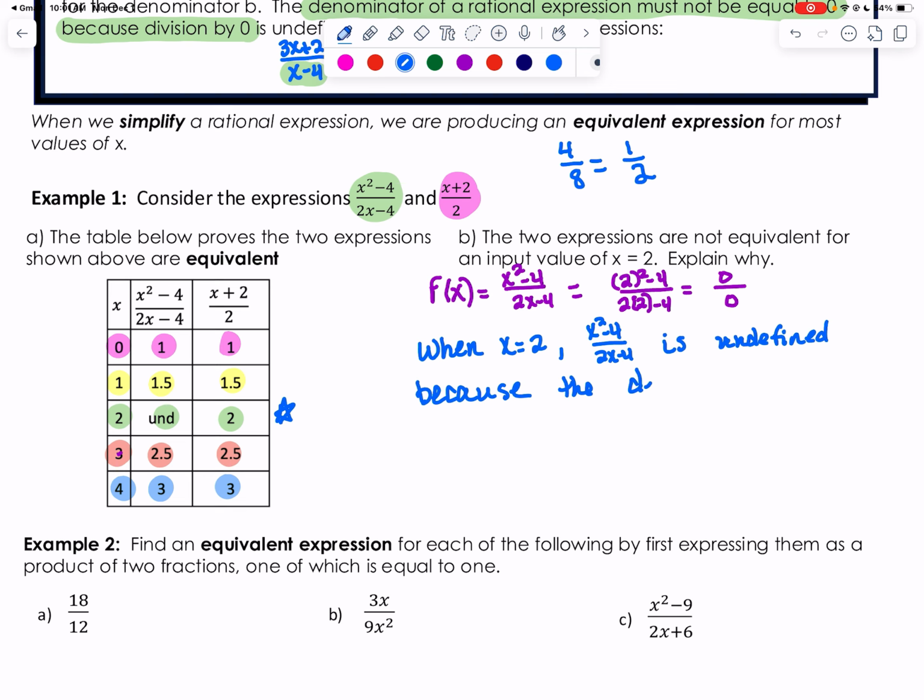because the denominator, and I'll just abbreviate that, is equal to 0.